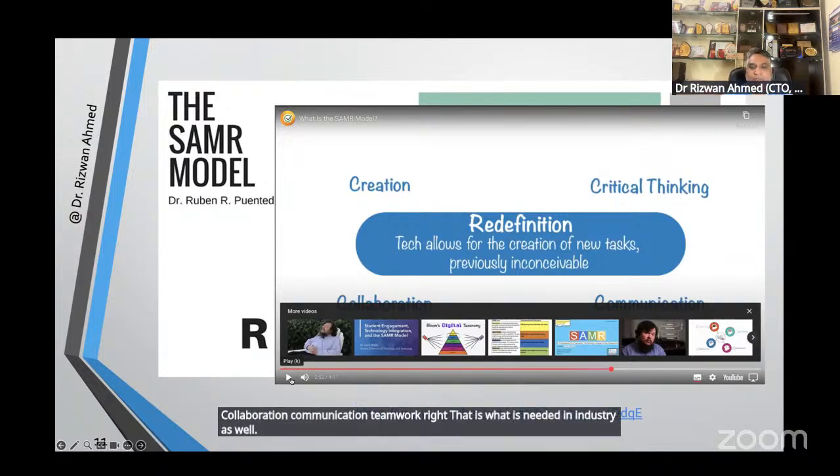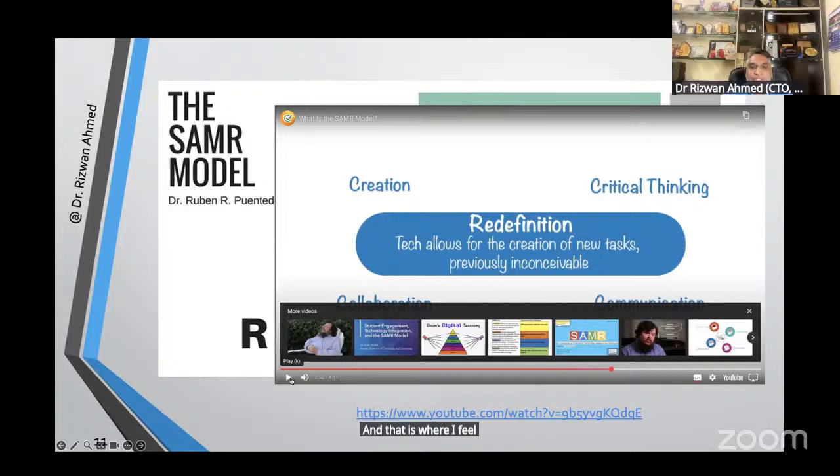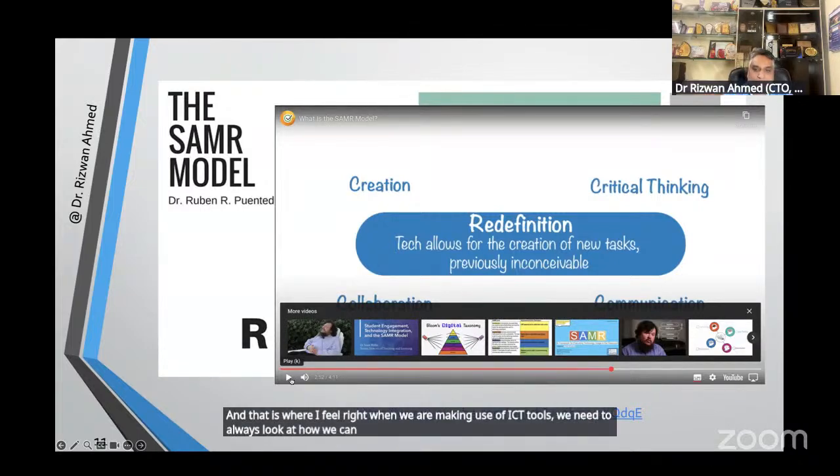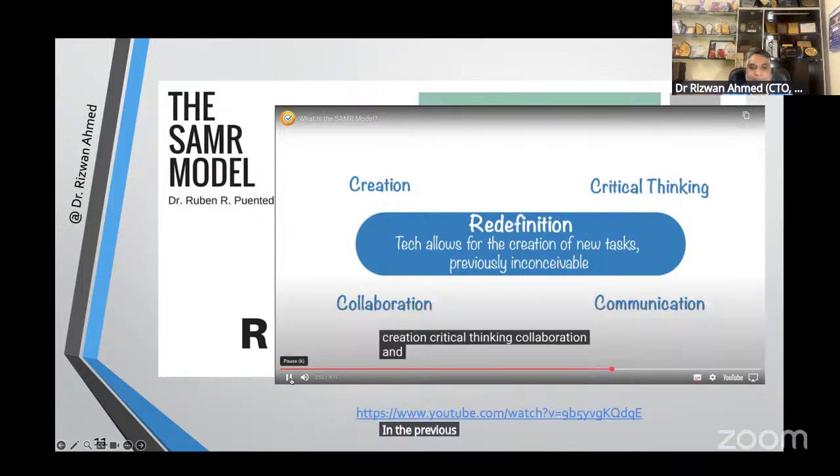And that is where I feel, right, when we are making use of ICT tools, we need to always look at how we can use redefinition and maybe flip something, right, in a way that, okay, you are having them do certain things what they have learned so far in the previous steps.